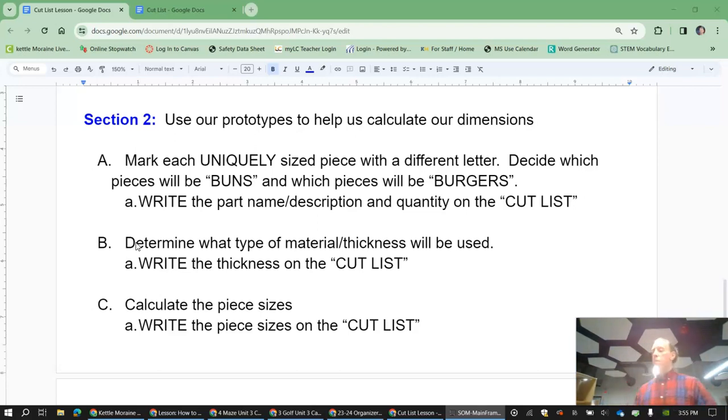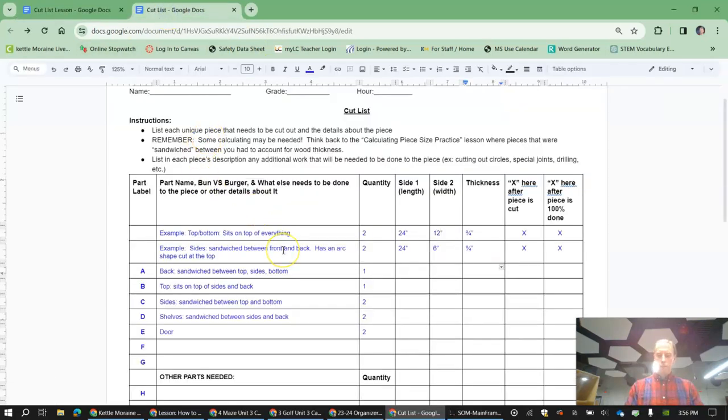So now, okay, we got our project. We're going to be able to determine the quantities. Quantities means how many, and we should be thinking about what parts are sandwiched between and which parts are not. So now if I go to my cut list, you're either going to get this as a paper copy or you're going to make a digital copy. And this is going to be a very important thing you are not going to want to lose. You're going to want to keep this.